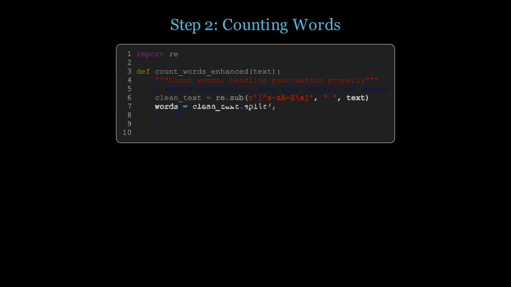For more accurate counting, we use regular expressions to remove punctuation first. This prevents words like hello and hello from being counted separately. We filter empty strings to ensure accuracy. This enhanced version handles edge cases better.